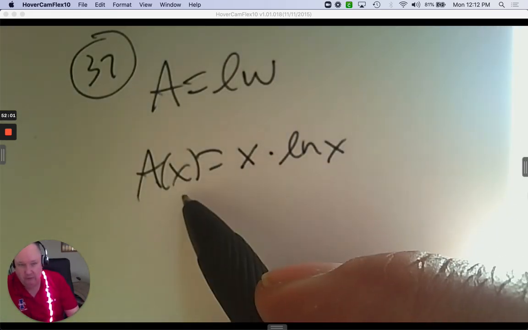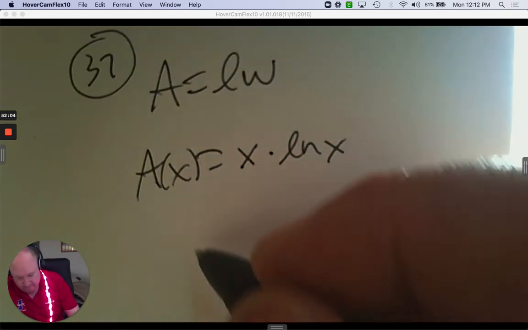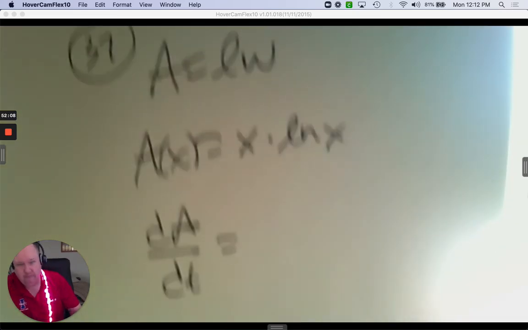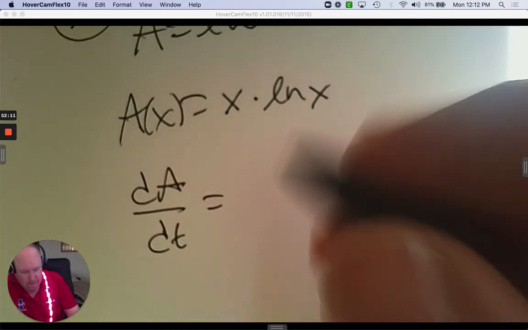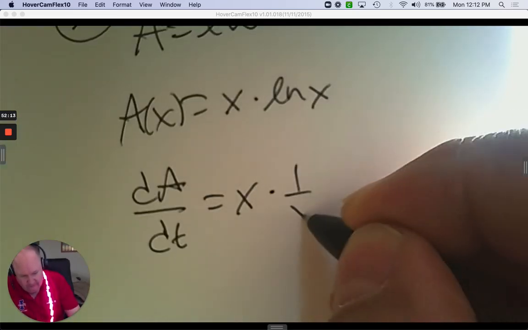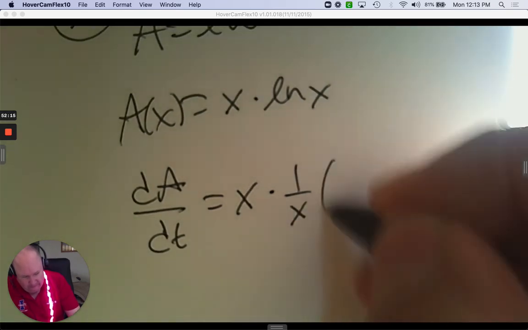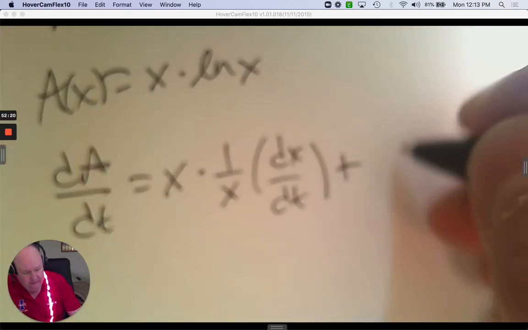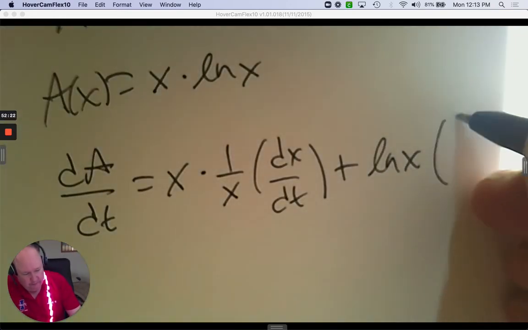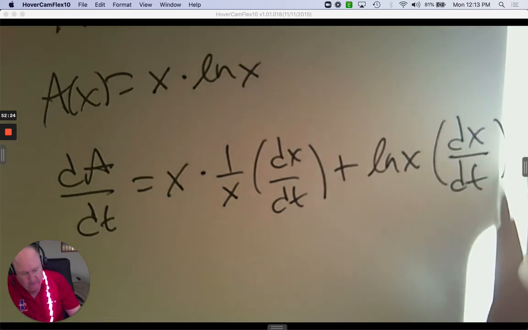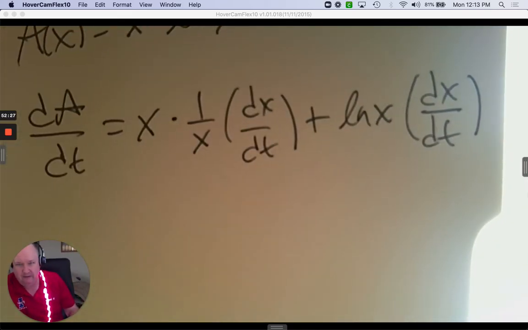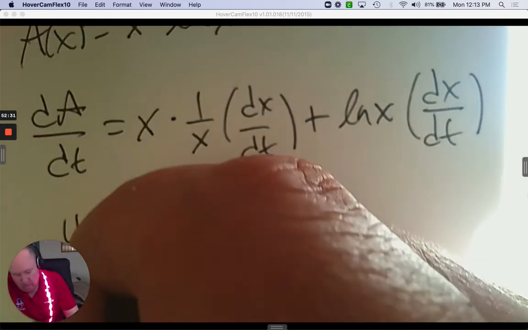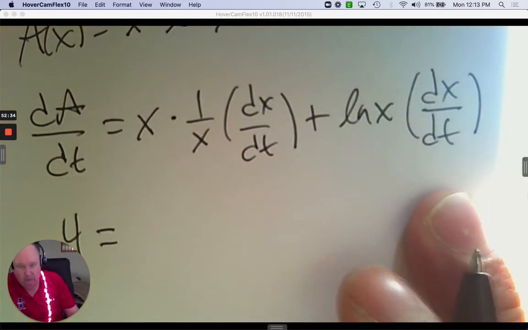If I take the derivative with respect to time, it'd be the derivative of the area with respect to time, and then the product rule. The first times the derivative of the second, and it needs a dx by dt, plus the second times the derivative of the first, but again, whenever x is involved with respect to time, we need a dx by dt. In the question, it says the area is increasing at a rate of 4 centimeters squared. So dA by dt is 4.